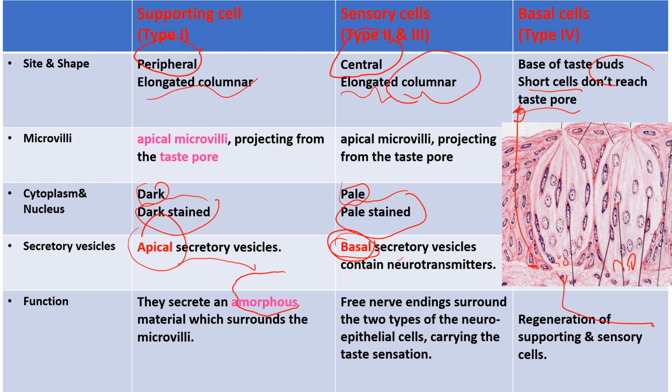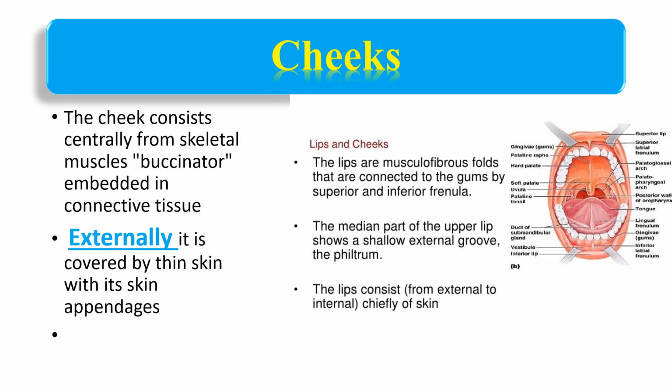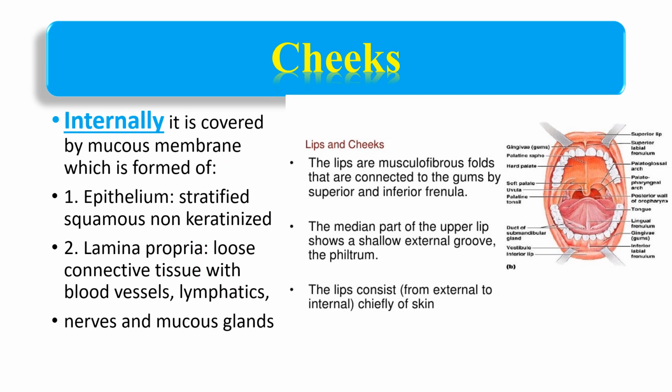Let's go to another part of our oral cavity, which is the side wall, and it is the cheek. The cheek consists mainly, centrally, like the lip and the tongue, of a muscle. This muscle is the buccinator muscle. It is also embedded in connective tissue. Can you guess what the cheek is covered by? The cheek has two sides, an inner one and an outer one. The outer one is covered by skin. Which type of skin? It is thin skin. The inner one is covered by mucous membrane.